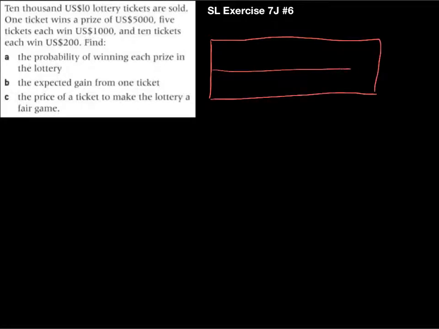Now, what we're interested in here is the value of the ticket. So that's what X is. X is the value of your ticket. So you have a $5,000 ticket. You have a $1,000 ticket. You have a $200 ticket. And then you have tickets that are worth nothing, right? Now, how many total tickets are there? Well, there are 10,000 tickets, right?